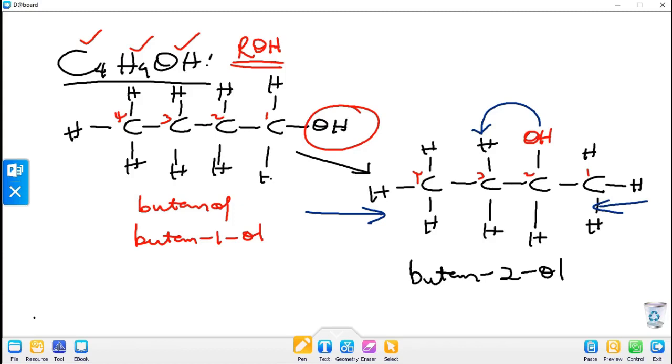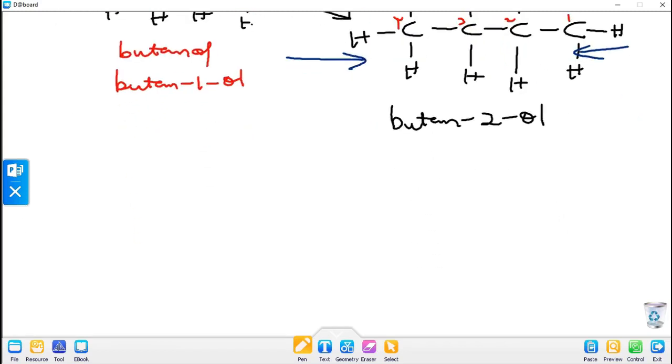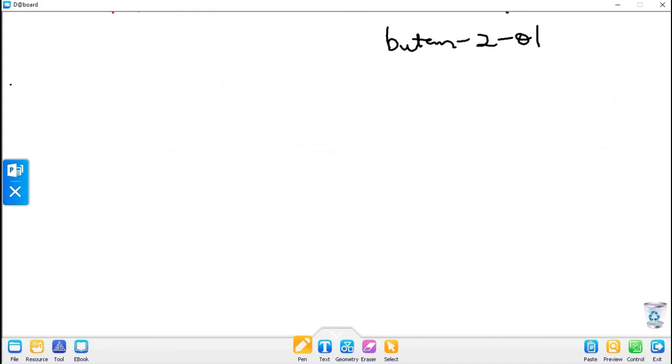So this is an example of a position isomerism. Position isomerism is a kind of isomerism where the position of functional groups are altered. And once they are altered, automatically the name of that compound also must change. So this is an example of position isomerism. Okay, having seen that, let us take a look at another example of a position isomerism.